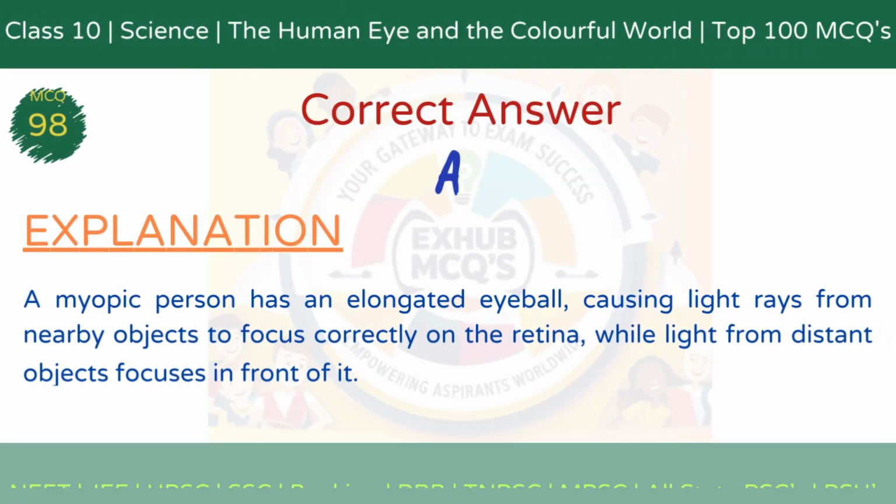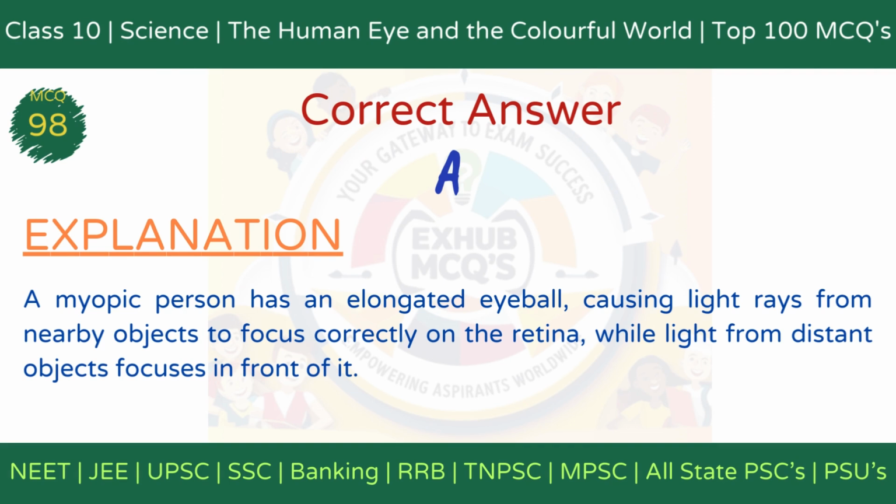The correct answer, option A, elongated eyeball. Explanation: a myopic person has an elongated eyeball, which causes light rays from nearby objects to focus correctly on the retina. Distant objects, however, focus in front of the retina, causing blurry vision.